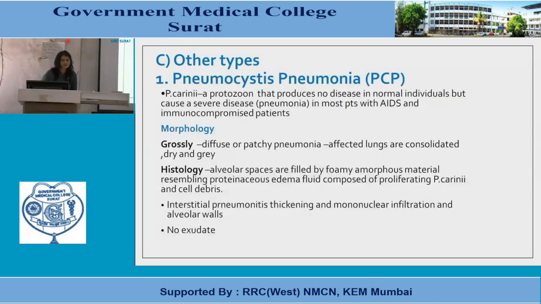Now coming to the third category, the pneumonia caused by other etiologies. The one is Pneumocystis carinii pneumonia. Pneumocystis carinii is a protozoan that produces no disease in normal individuals, but it causes severe pneumonia in patients with AIDS or immunocompromised status. So when the person has an HIV infection, this secondary opportunistic infection by this organism occurs.